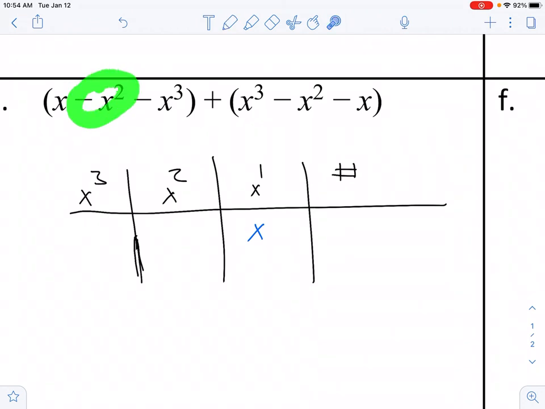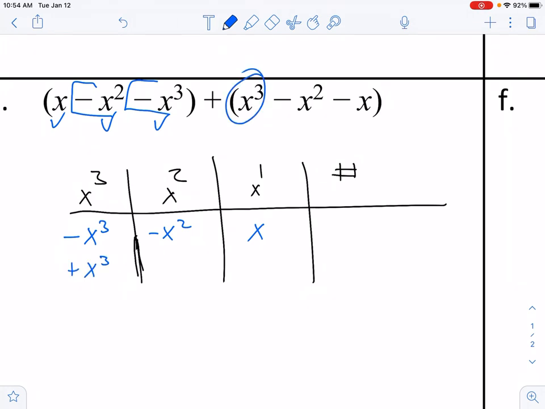A negative x squared. And a negative x to the third. So I did each one of those. So I did x, I did negative x squared, negative x to the third. These negatives are attached, right? Positive x to the third means I'm going to do a positive x to the third here. Negative x to the second means I'm doing a negative x to the second here. So I wrote those ones down. And negative x goes there. I didn't have any regular numbers by themselves. So I don't have anything in that category.